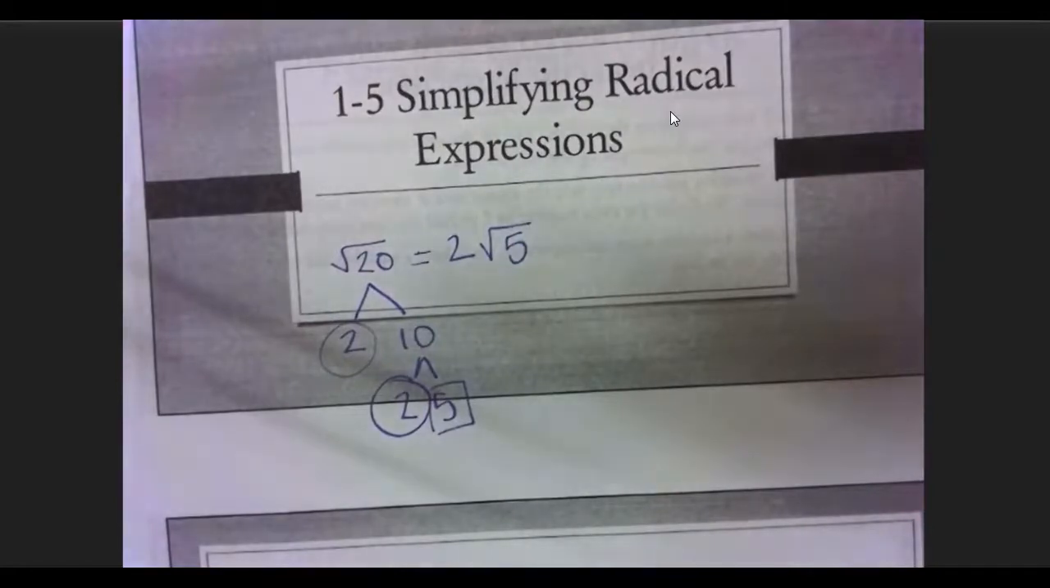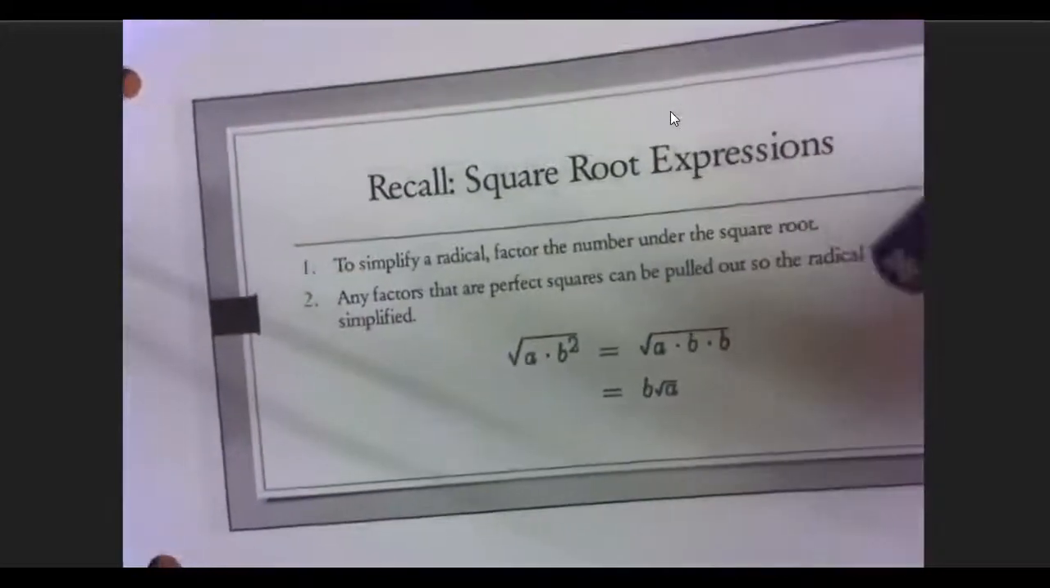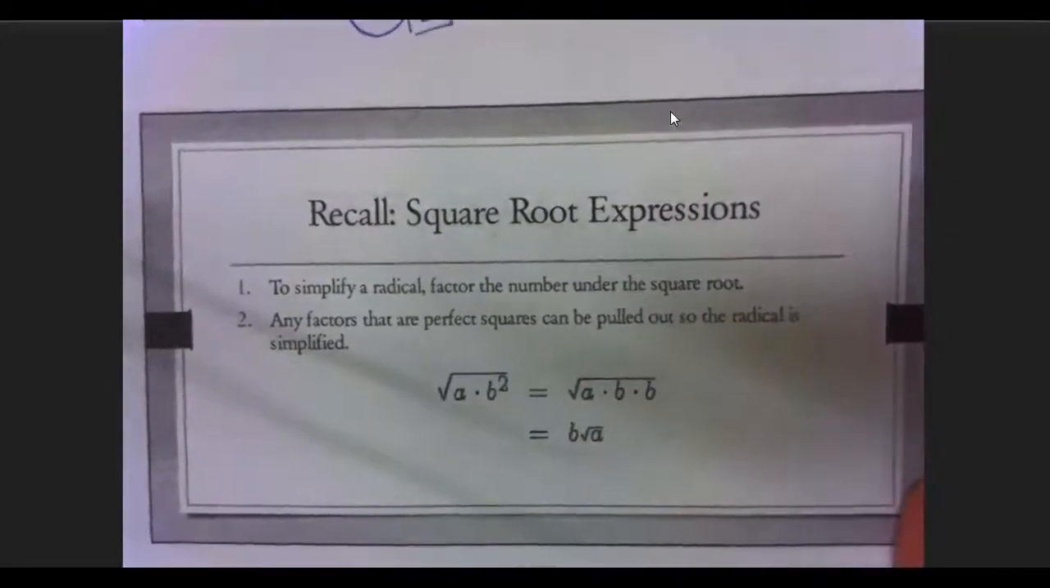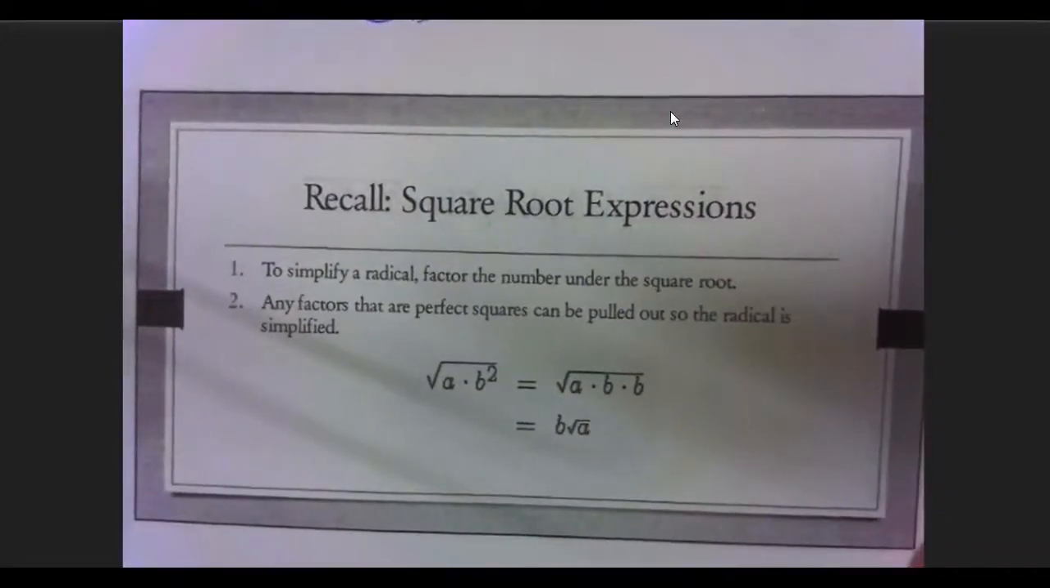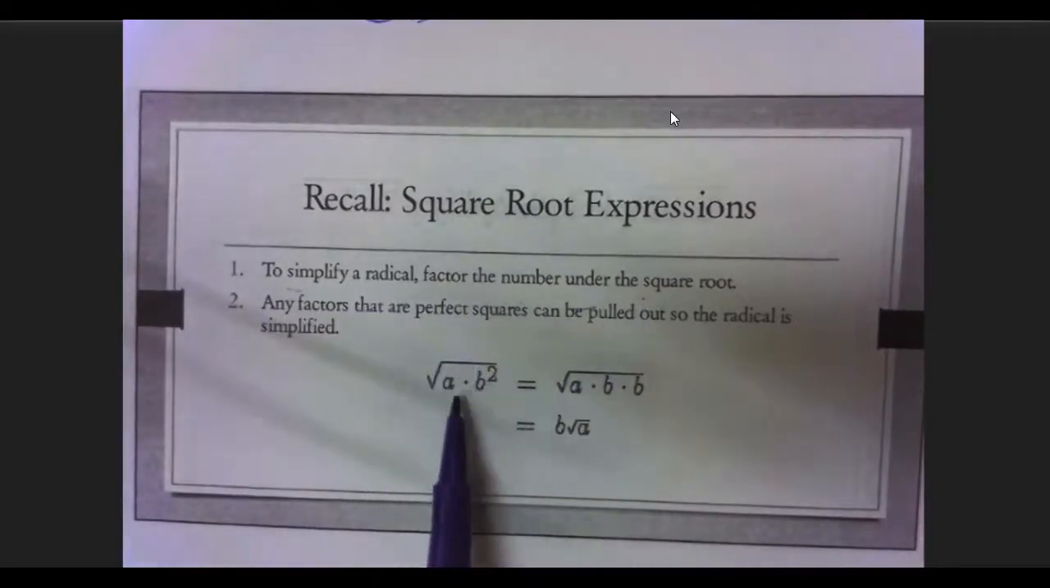So we talked about simplifying radical expressions. This became 2 square roots of 5. Everybody remember doing that? Good. So now we're going to take that one step further and we're going to add a variable to it. So we're going to simplify a radical expression that involves variables.